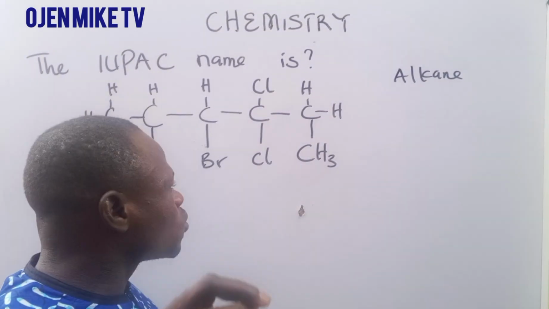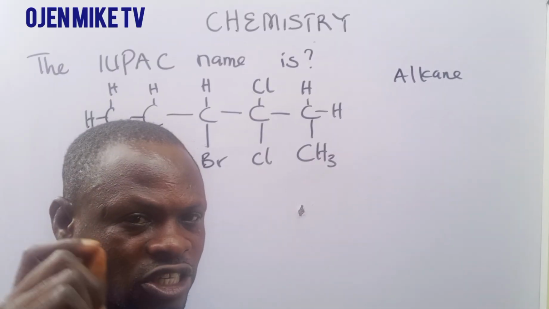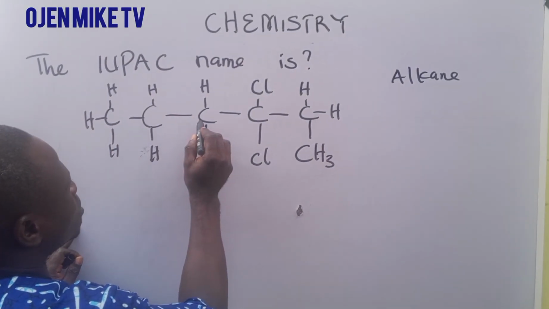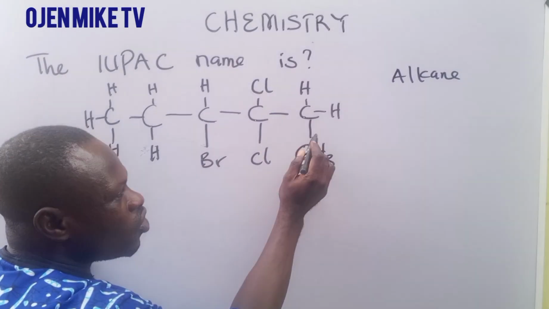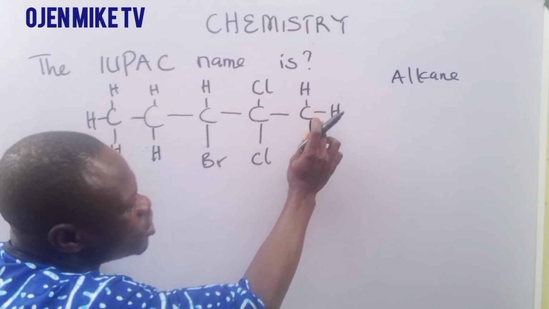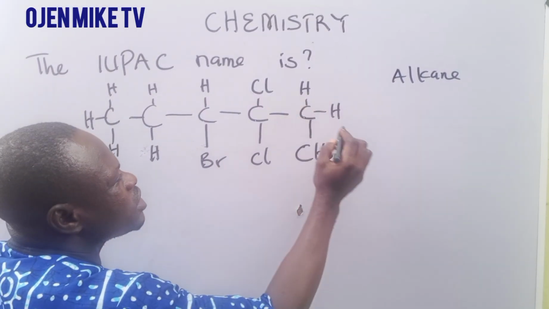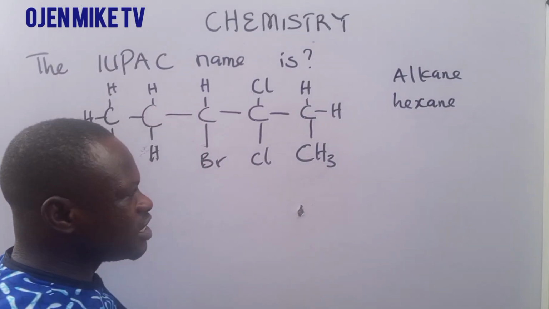Secondly, you have to look at the longest continuous carbon chain. You start and count: 1, 2, 3, 4, 5, 6. This is not the end of this carbon chain. Look at the end, it's here. So 6 is what? Hexane. Hexane is carbon number 6.